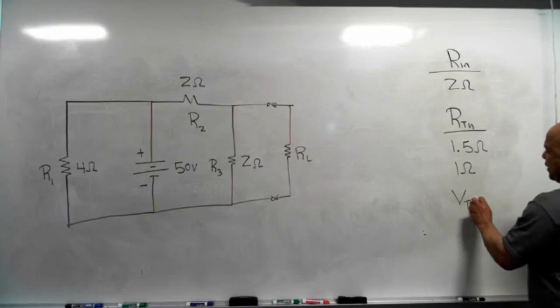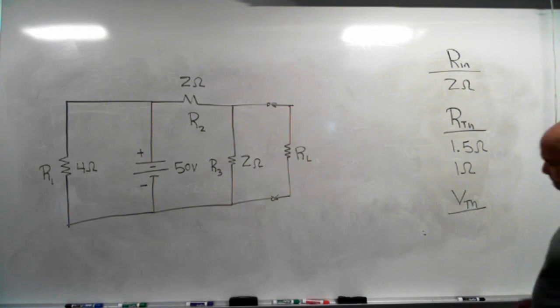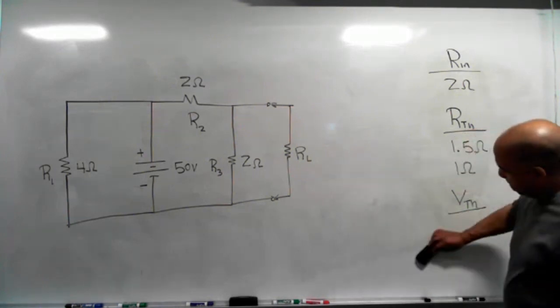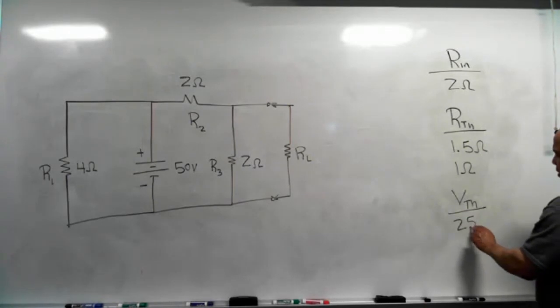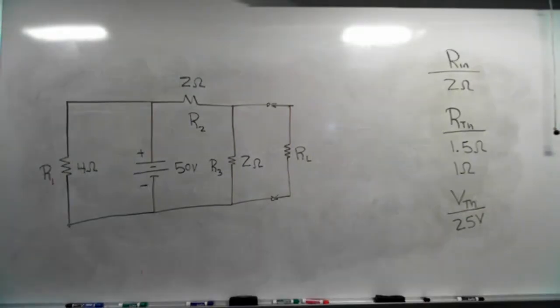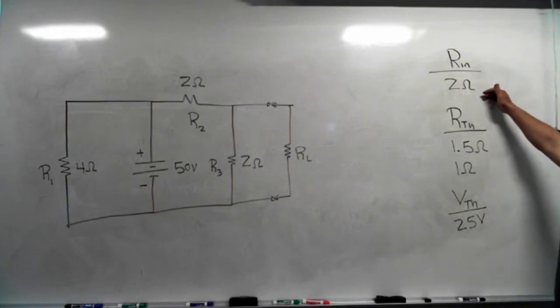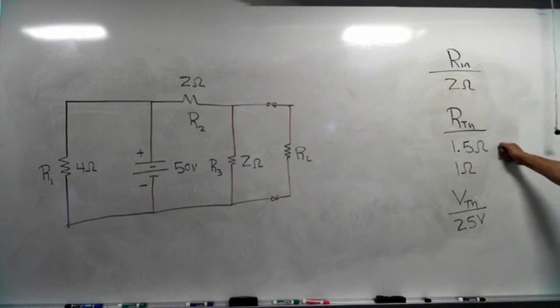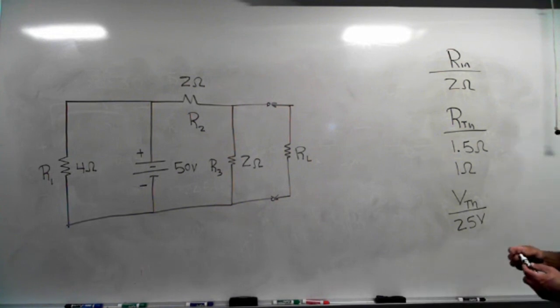About VTH. I got 25 volts. Anybody get something different? People tend to agree on Rn as 2. You got 2 possible answers for RTH. I got 25 volts for VTH, and some of you probably got something, you just don't want to share it.